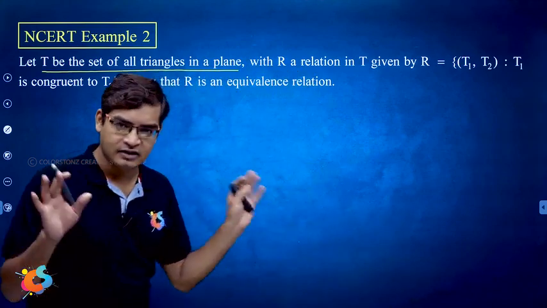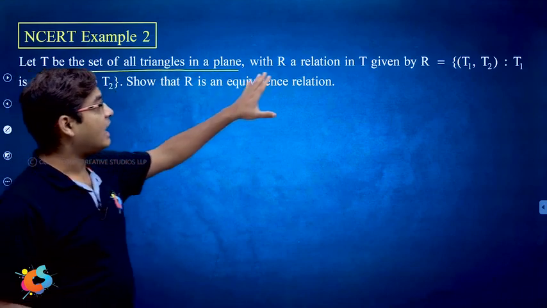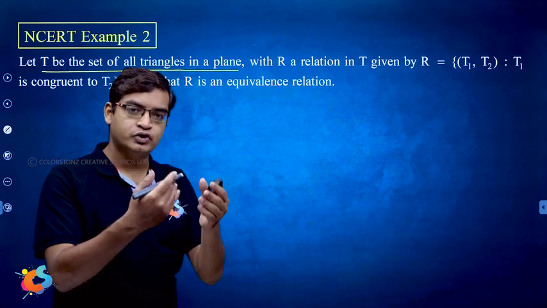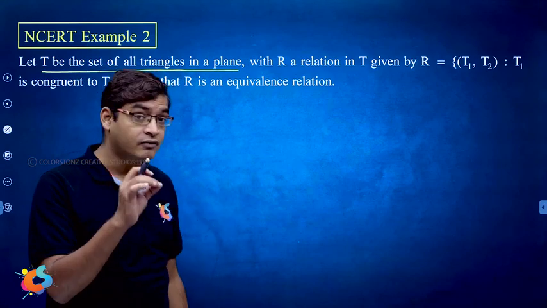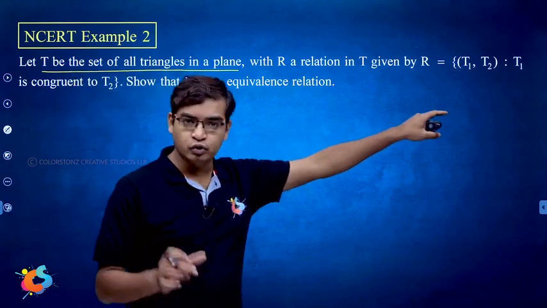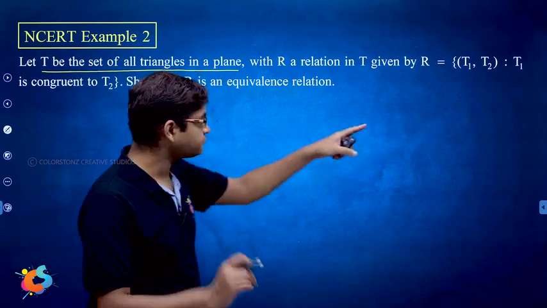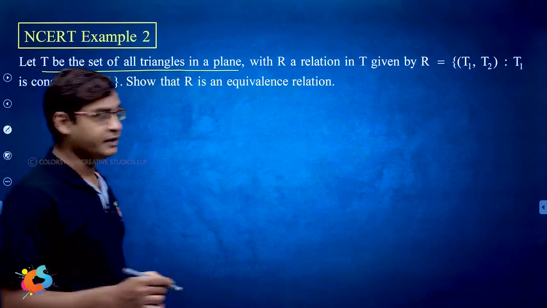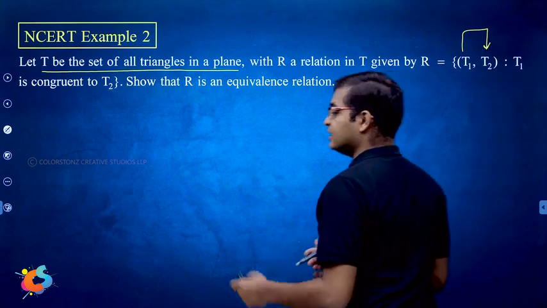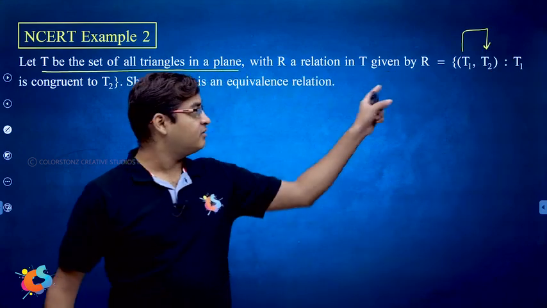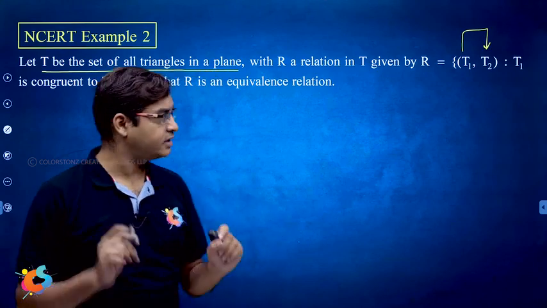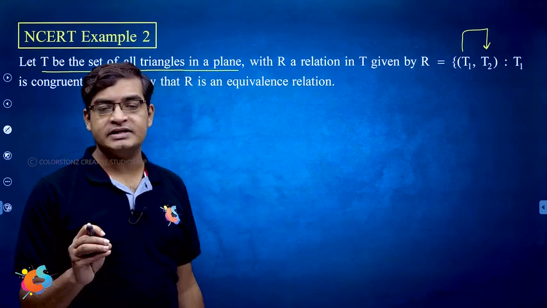Okay, T is containing all these triangles. Next, R is a relation in T, so R is defined on T. R is a relation which is a subset of T cross T, given by R = {(T1, T2) : T1 is congruent to T2}, an ordered pair. If the first triangle is congruent to the second triangle, then that ordered pair will be there in our relation. Clear? So we have to show that this is an equivalence relation.